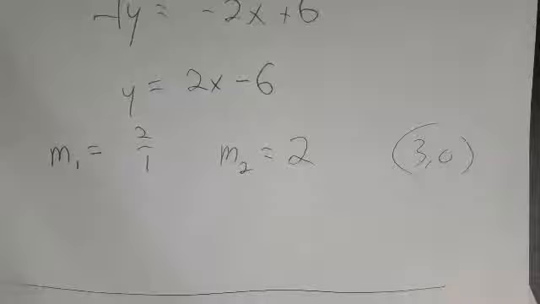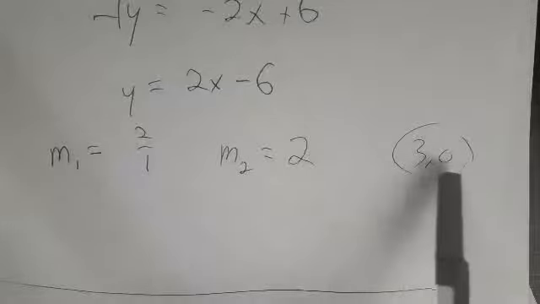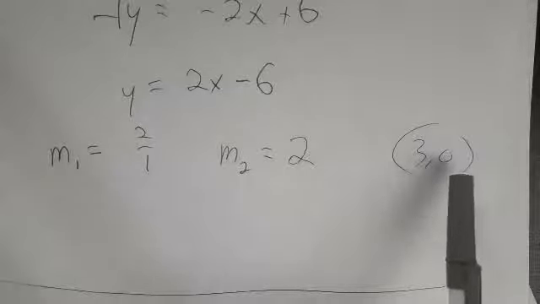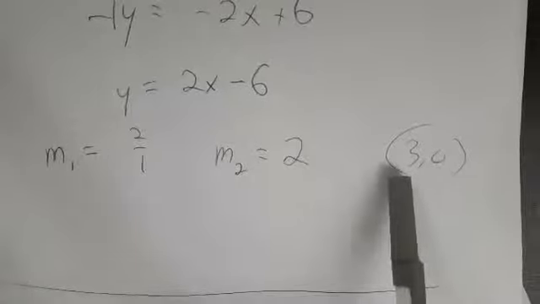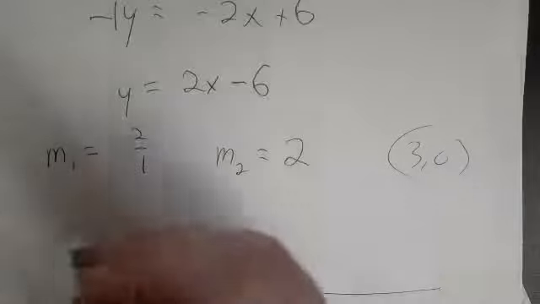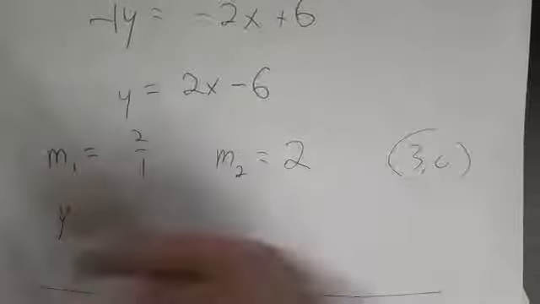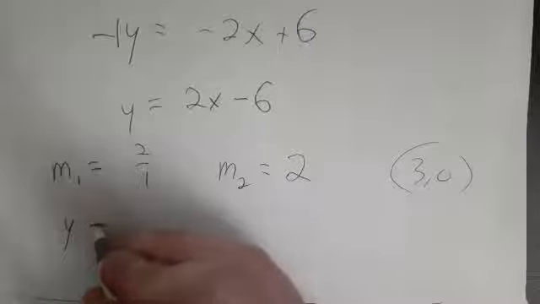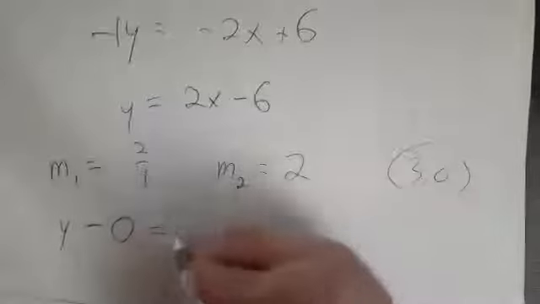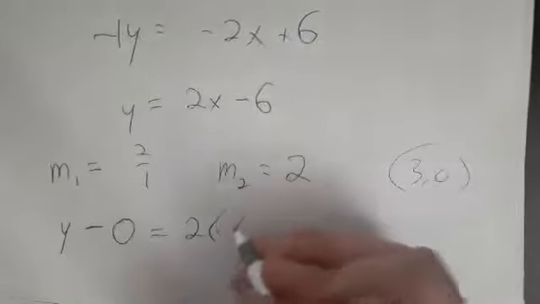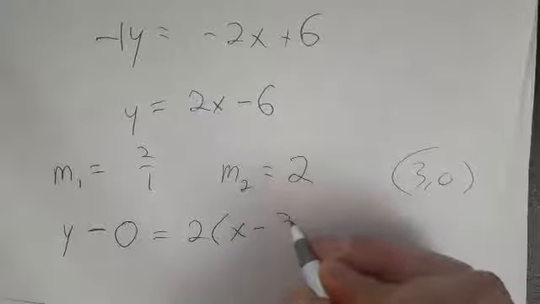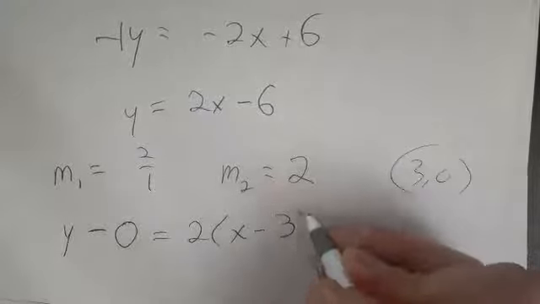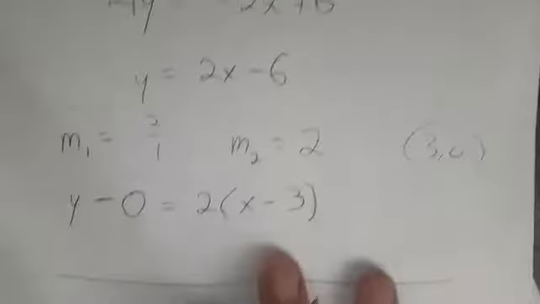Now, I guess I could ask it. Can I jump right to y equals mx plus b? You got to be careful on this one. No, they're giving you an x-intercept, not a y-intercept. But it shouldn't be too difficult. One of the numbers is 0, so we're doing y minus 0 equals 2 times x minus 3. Are we all together, hopefully?